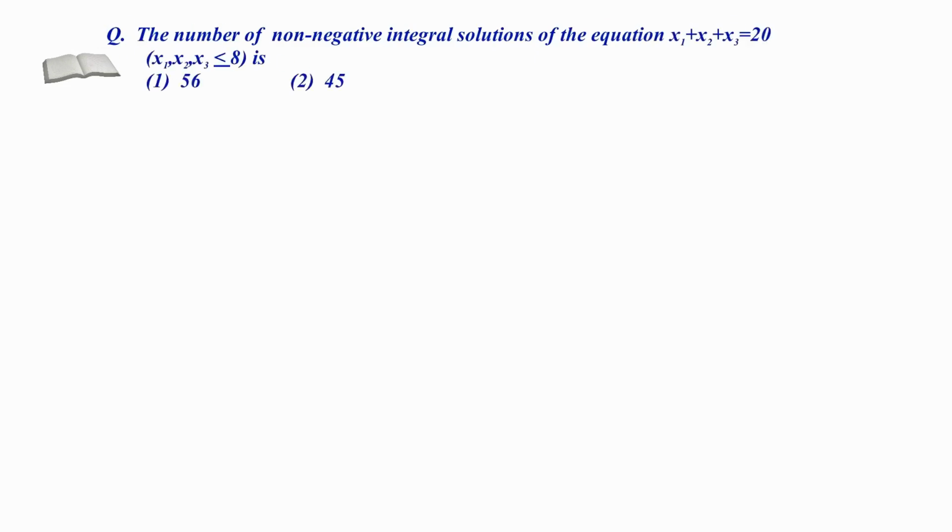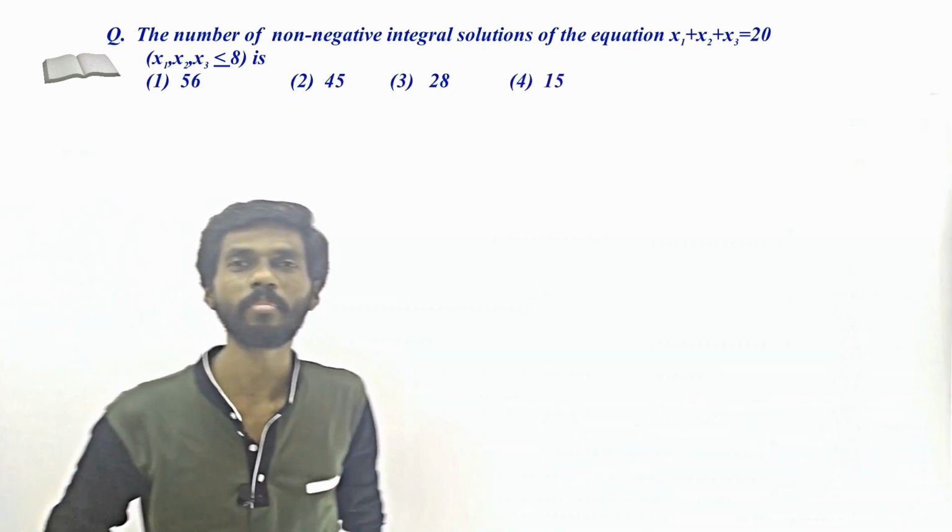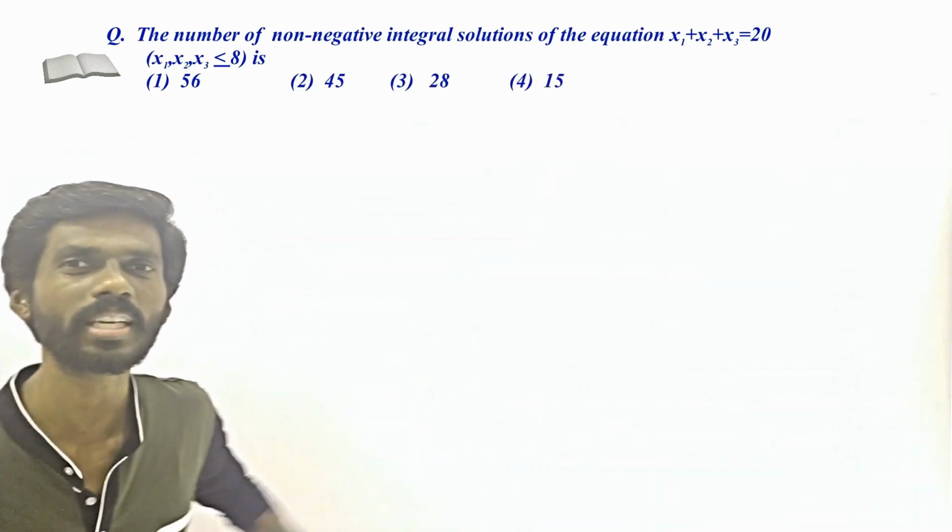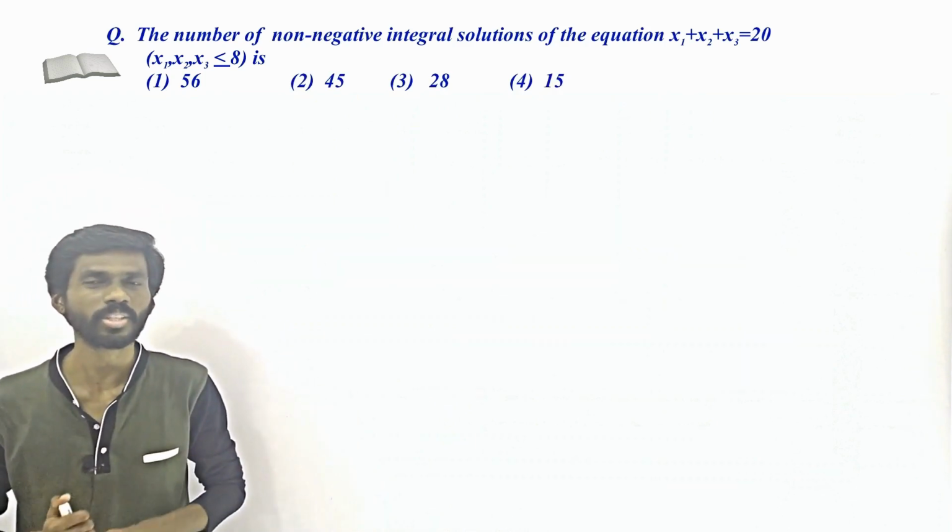The number of non-negative integral solutions of the equation x1 plus x2 plus x3 equals 20, where x1, x2, x3 are less than or equal to 8, is. So here we need to find the number of solutions of an equation like x1 plus x2 plus x3 equal to 20. So this is a direct question.